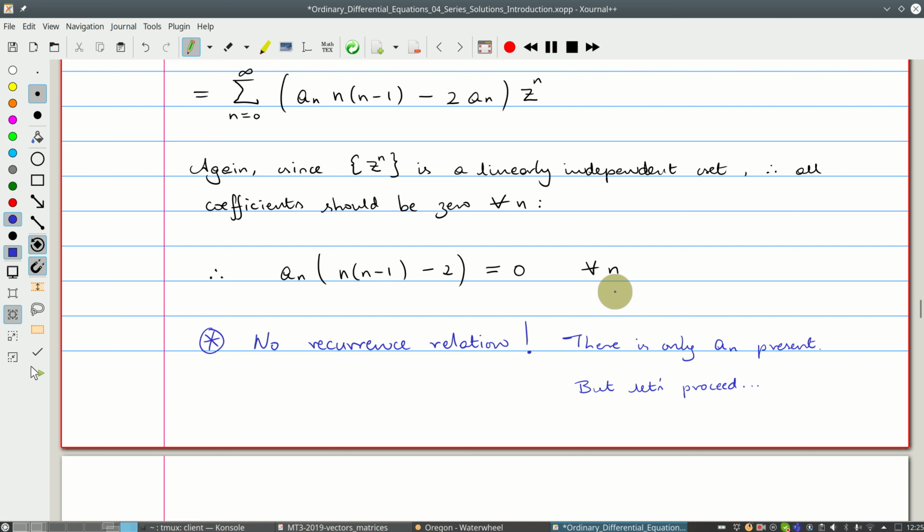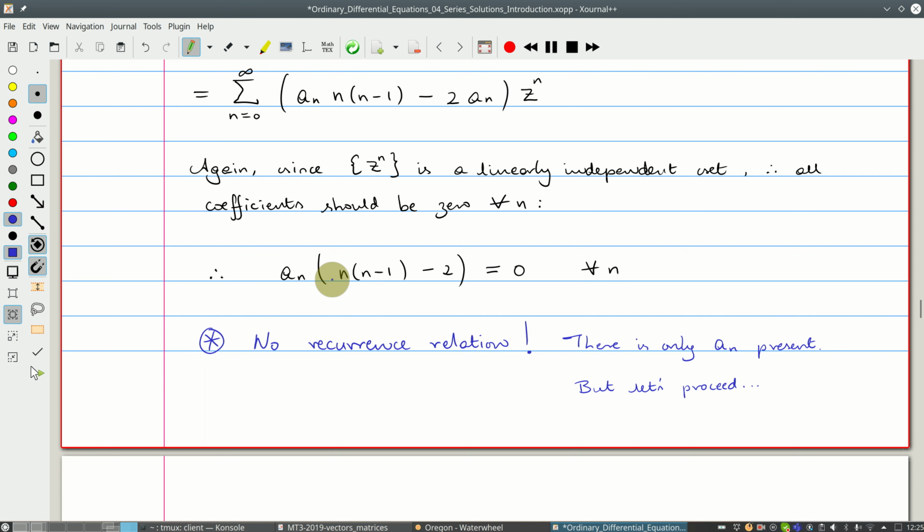Now here's something odd, we have not got a recurrence relation. The only term we have in here is a_n. I don't relate a_n to any other, a_(n minus 1) or a_(n minus 2) or a_(n plus 1) or a_(n plus 2), it doesn't matter. There's only one a in here, and it's a_n. So we don't have a recurrence relation. Okay, but that's fine. Let's proceed and let's see what we get.